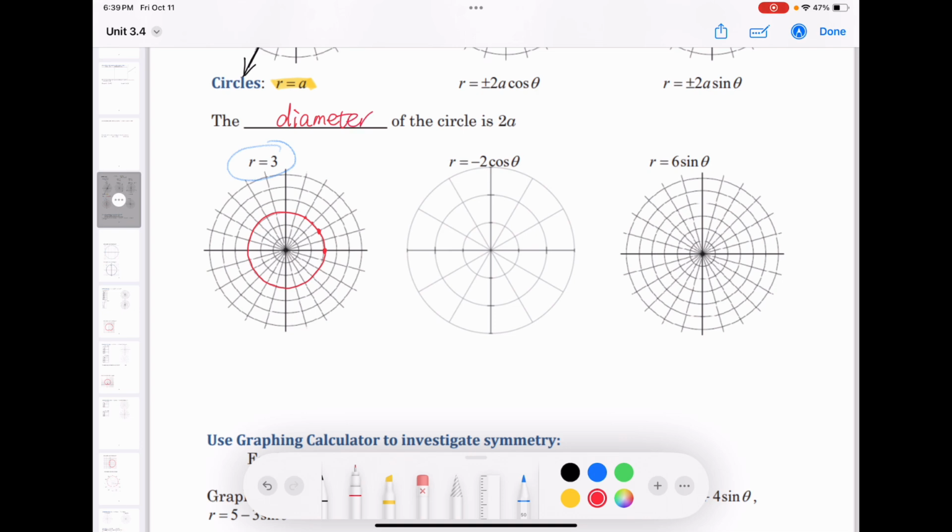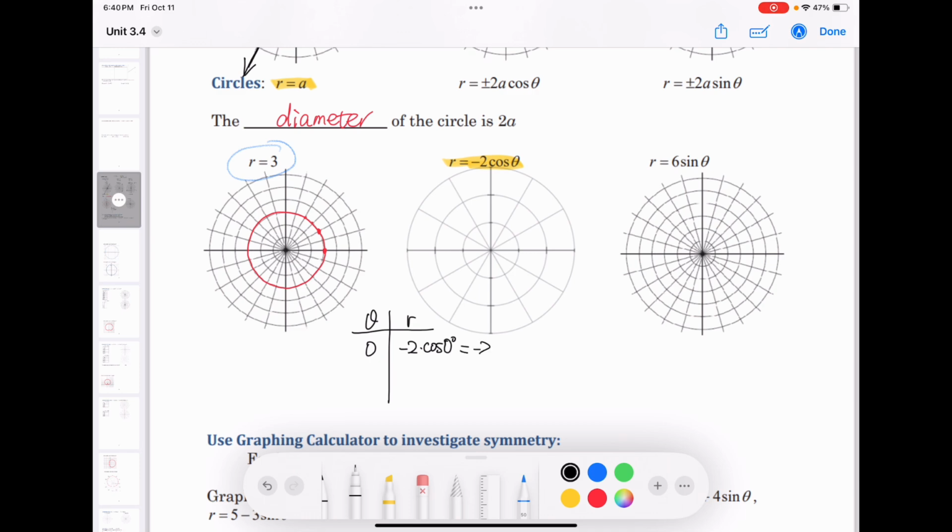If I have the next expression, r is equal to -2 times cosine theta, what is the shape of this equation? The previous one is easy. For this one, I want to list a table. The first column is for theta, the angle. The second column is for r. When theta is equal to 0 degrees, r is equal to -2 times cosine 0 degrees, which is -2.